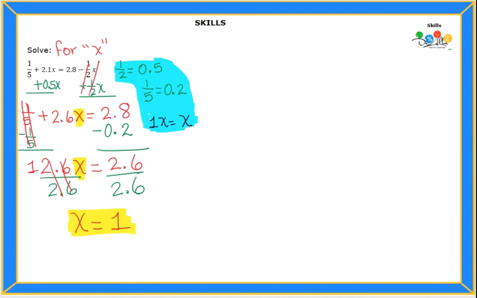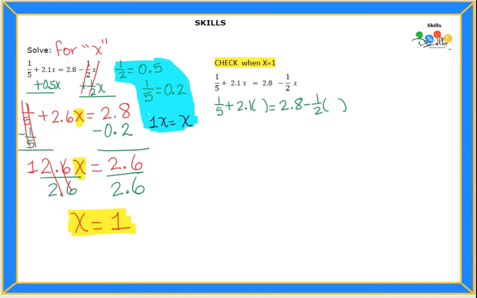So what I'm going to do next is I'm actually going to check whether my answer is correct or not. And how do I do that? Well, I am going to replace x with a 1 in my equation. So I got my equation right there. It's exactly like my original problem, okay? So I'm going to write down 1/5 again, plus 2.1 and then parentheses. And then I write the rest.